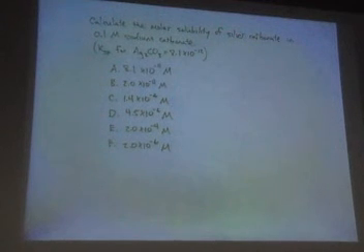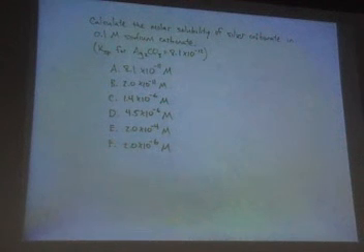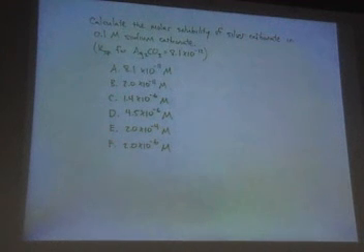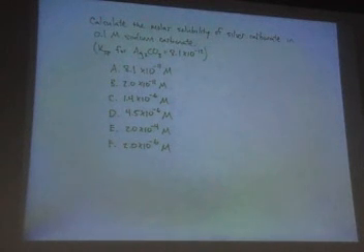Okay. Next one is about molar solubility. We're given to calculate the molar solubility of silver carbonate in a 0.1 molar solution of sodium carbonate. And we're given the KSP for Ag2CO3, which is silver carbonate.